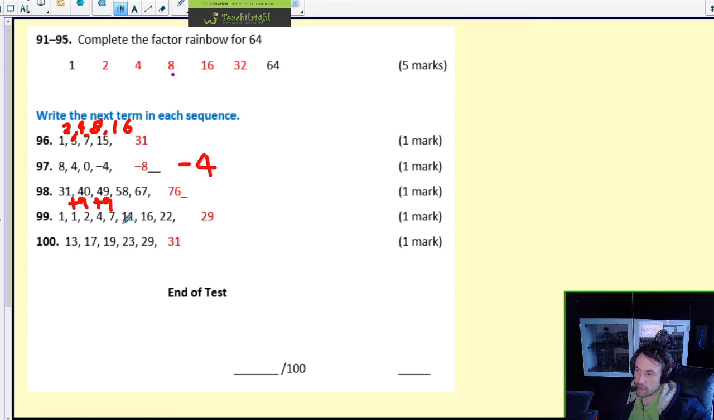So with this one, again, if we go through, we're adding nothing, then we're adding 1, then we're adding 2, then we're adding 3, then we're adding 4, adding 5, adding 6. So this one was to add 7. So we're increasing the number we added on by 1 each time.